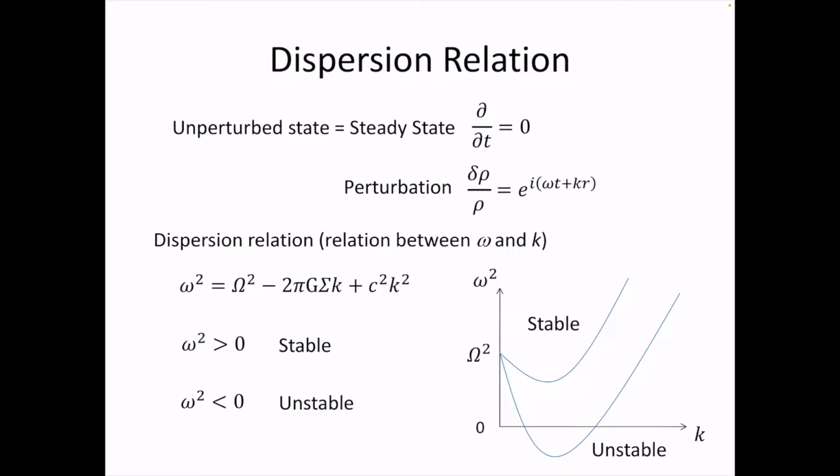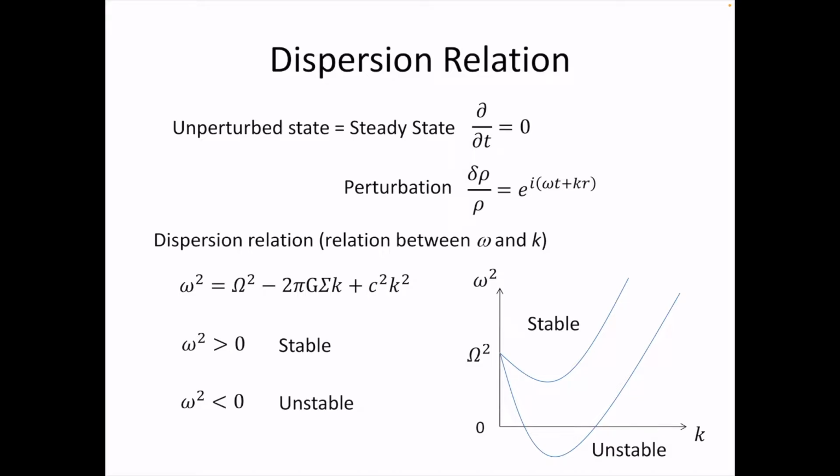At first, a steady state, so ∂/∂t equals 0. Then we introduce the perturbation. Delta rho over rho can be a function of exponential i(omega t plus kr). This corresponds to the situation where we consider waves, where some regions become denser than other regions. By substituting these perturbations into the original equations, we find the relation between omega and k.